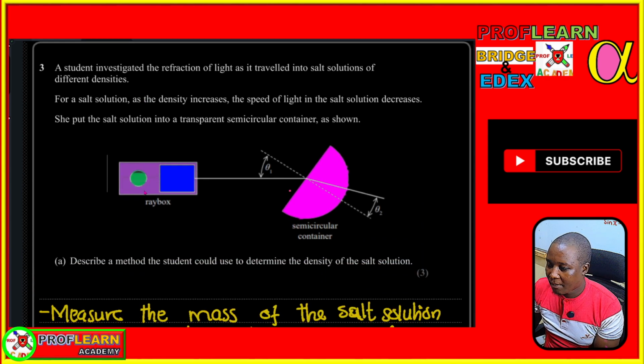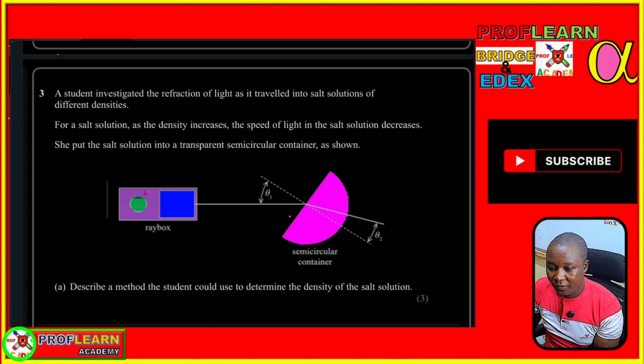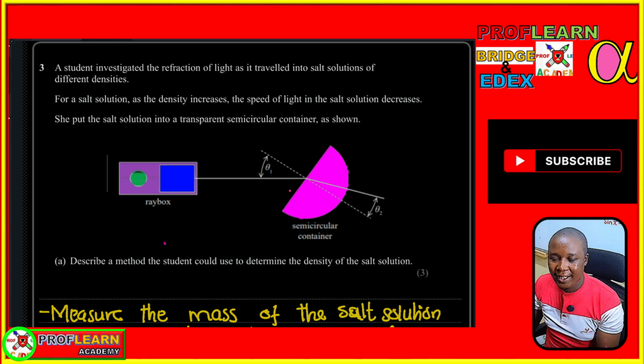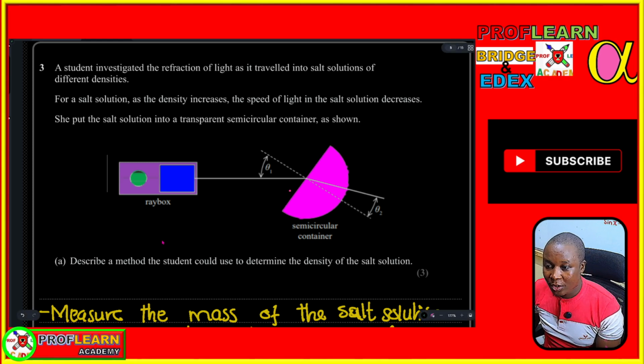Another concept that can be asked in this paper is the concept of refraction, but the most important thing is how you answer practical skills questions whenever they are given. You need those skills. You need to know how to carry out different experiments, because all these experiments were done in Unit 1, Mechanics and Materials, and also in Waves and Electricity. So the student investigated the refraction of light as it travels into salt solutions of different densities. For a salt solution, as the density increases, the speed of light in the salt solution decreases.